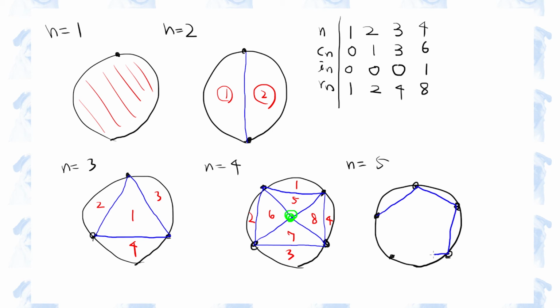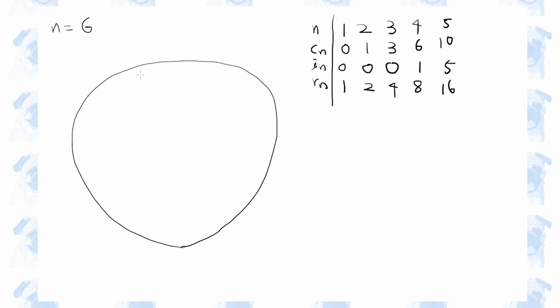When n is 5, we have 5 dots and 10 chords, counting 1 through 10. Counting the regions, we get 16. N equals 6 is going to be a little messy, but we should be able to do it.